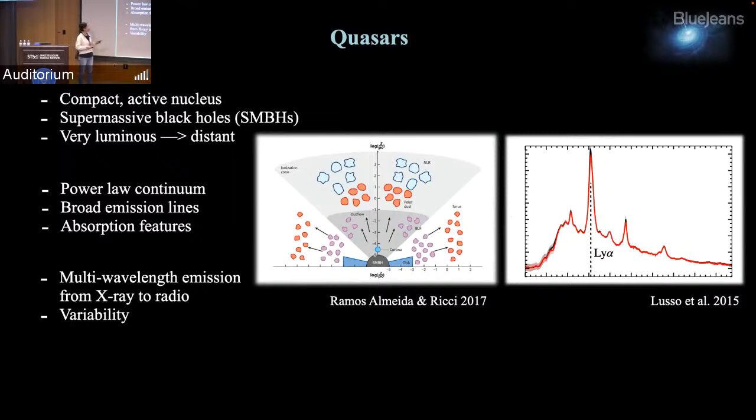From spectroscopic observations, a typical quasar spectrum shows a power-law continuum with broad emission lines on it. We can also see absorption features on this continuum emission. That is what we can learn from spectroscopy. Observations also tell us that quasars have multi-wavelength emission from X-ray to radio, and some of them show variability.